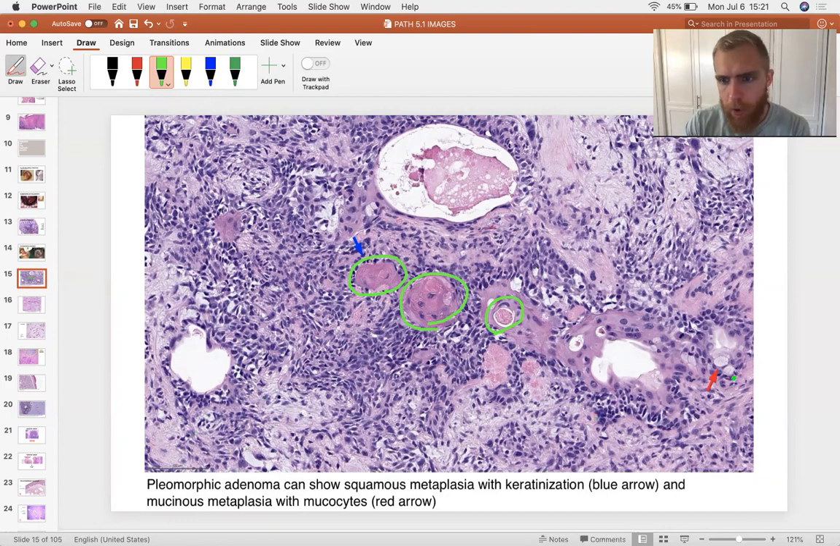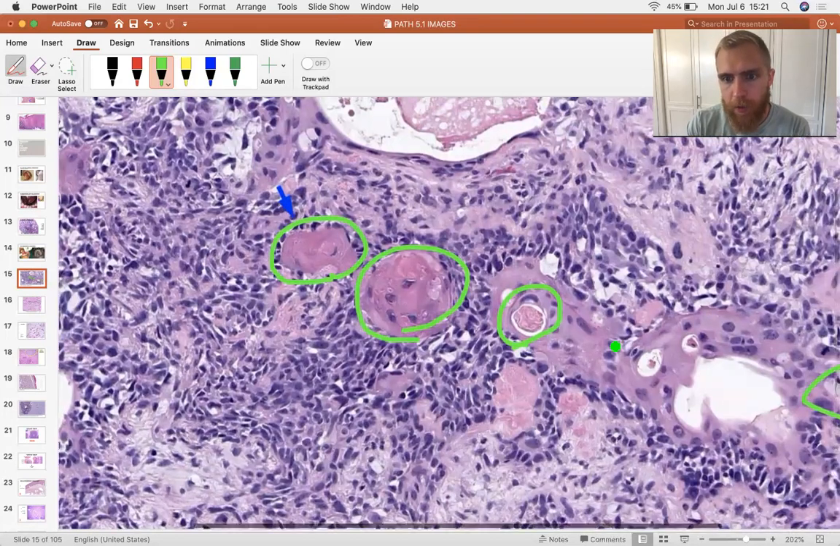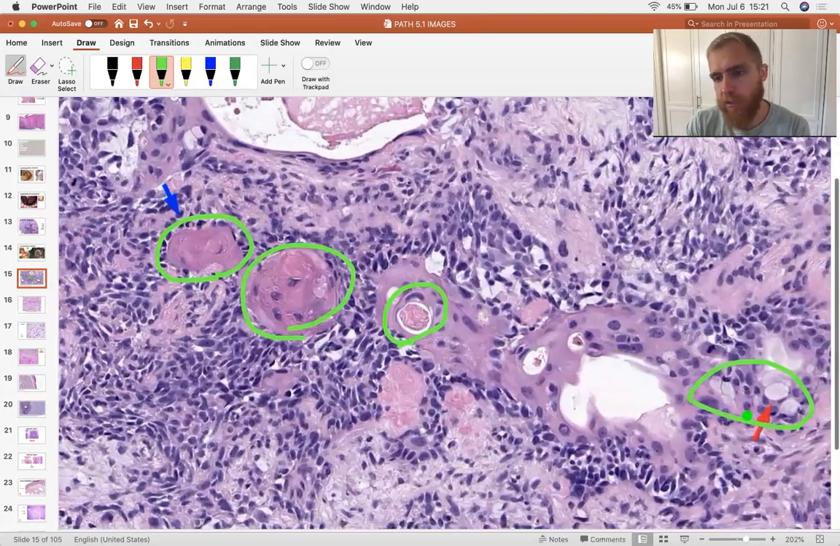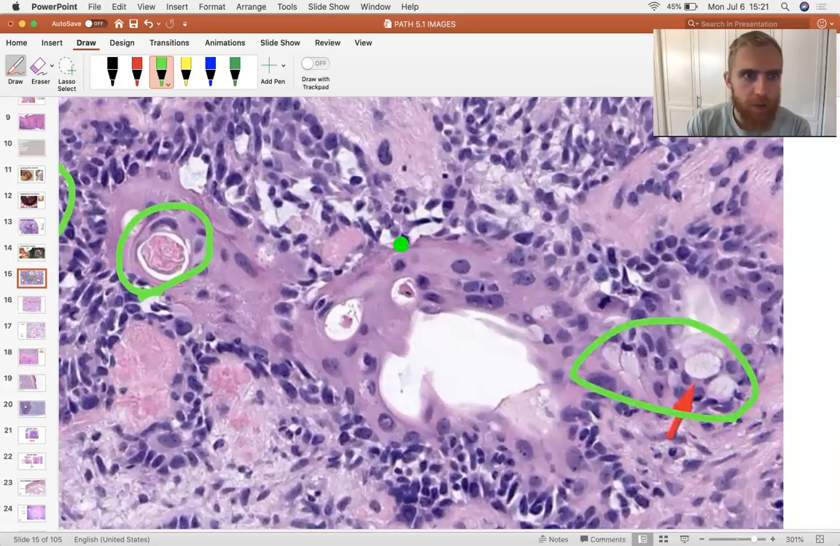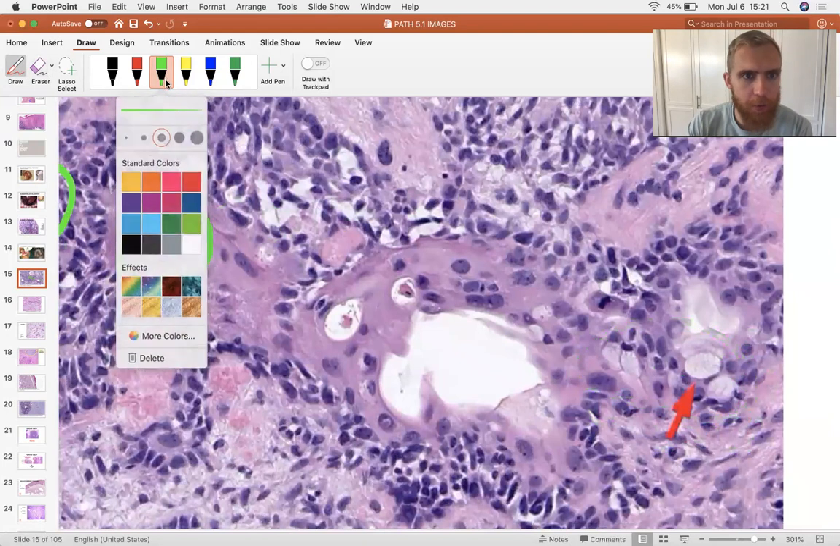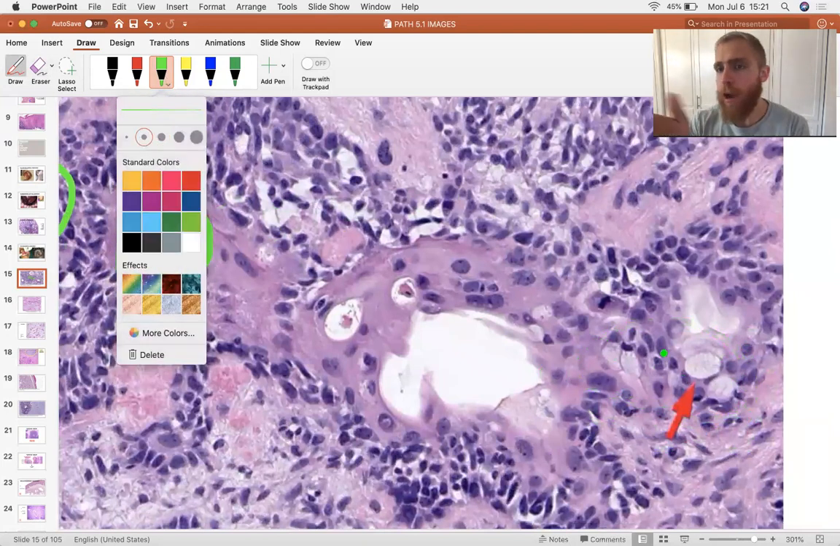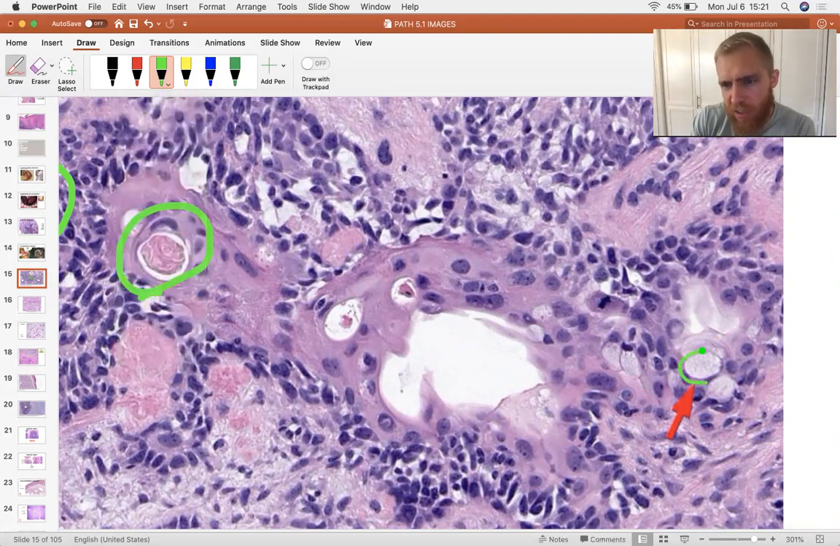We're seeing some mucinous metaplasia, which is a hallmark of the pleomorphic adenoma. If we zoom in on this cell here, mucinous cells are going to have a washed out appearance. And mucinous cells, well, what is the number one type of cell that makes mucin? We've seen it in respiratory epithelium. It's called the goblet cell. And remember that the goblet cell has a really ovular type shape to it. Same thing here. It's shaped like an egg.